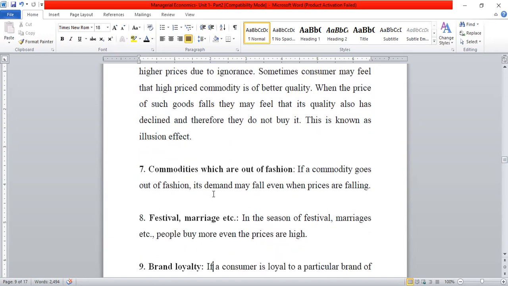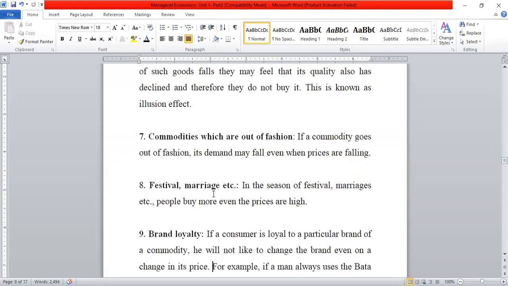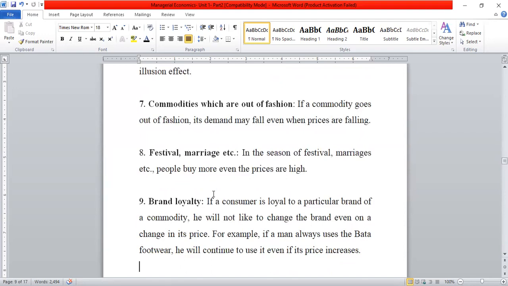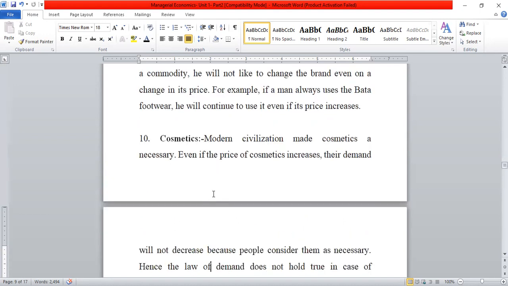Then festivals, marriages, etc. In those situations, we are not bothered about what the price will be. We are ready to purchase all those things, and we are ready to accept higher prices for enjoying or celebrating these functions. And then brand loyalty. If a consumer is loyal to a particular brand of commodity, he will not like to change the brand even if the price of the product is increasing. Then cosmetics. Modern civilization has made cosmetics necessary, so even if the prices of cosmetic products increase, they are not considered.